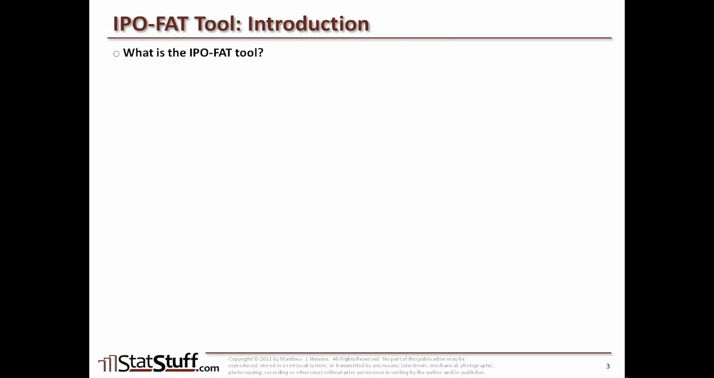An effective way to build a project strategy is to use an IPO-FAT tool. So let's talk about what that is and how you can use it. Well, the IPO-FAT tool is basically a method for looking at or evaluating a business area to see what potential opportunities there could be in that area.